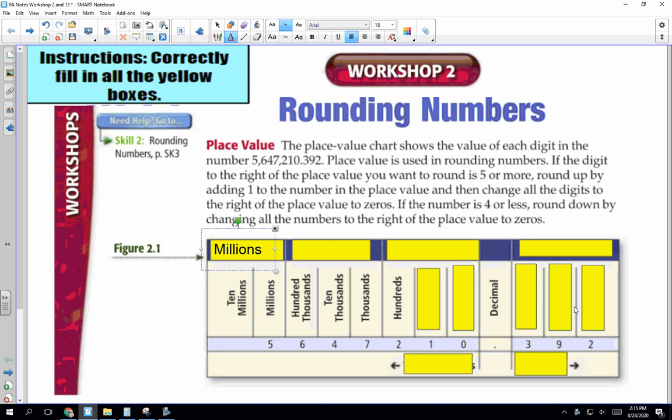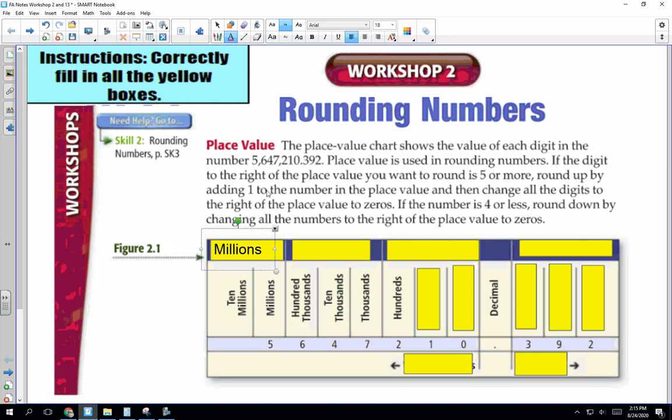We have a little place value chart. It shows the value of each digit in our number, 5,647,210 and 392 thousandths. Place value is used in rounding numbers. They're going to ask you to round to the nearest and then fill in the blank. It's going to be one of these guys here. So it's important that you know what they're talking about. So we're going to fill this in together.